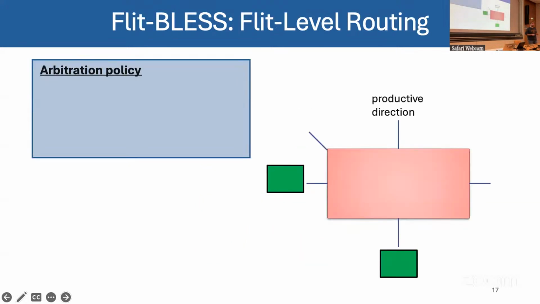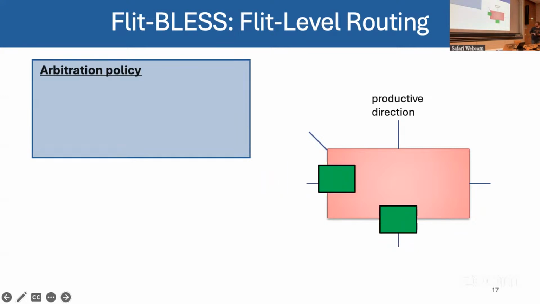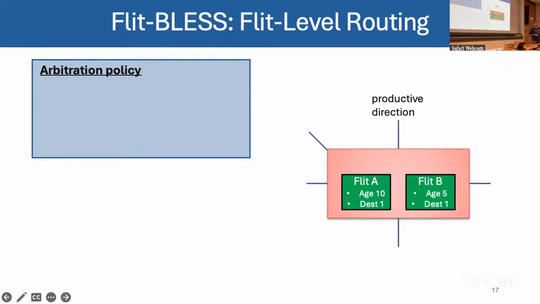When we look at the routing algorithm, let's start with the arbitration policy. That means the policy which decides which FLIT gets allocated to which output port in a router. We do this in a two-level way. We first start by ranking the FLITs. The paper evaluates several different metrics, but then uses the oldest first ranking. So basically, we just look at the age in our example. So FLIT A ranks over FLIT B here.